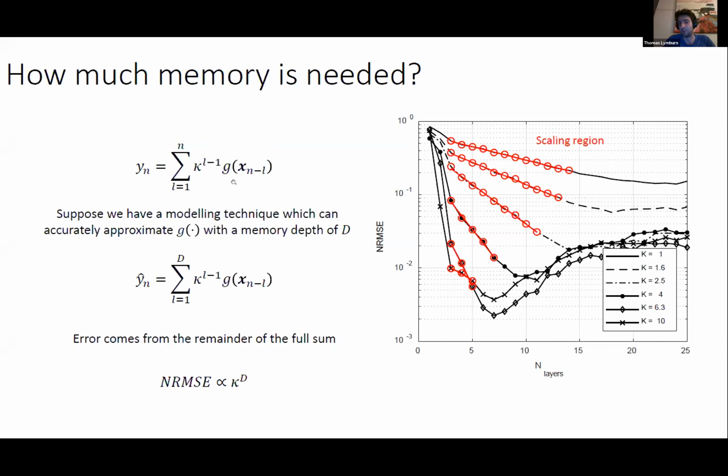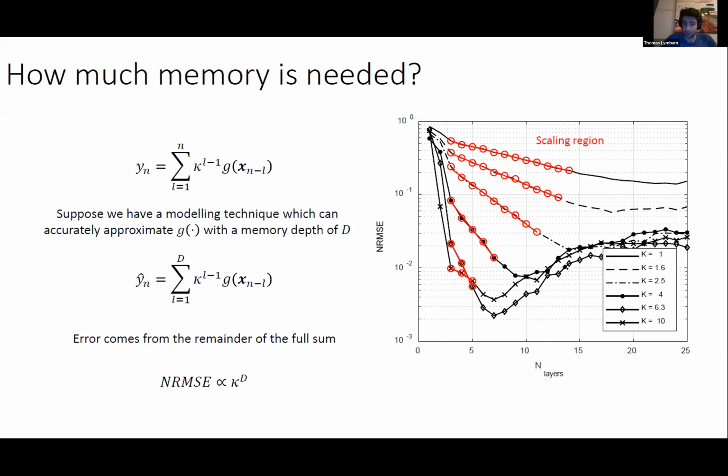We only have memory up to a certain point. So we have this truncated sum where we're summing up to memory depth D. And then if we think about what my error looks like if this is my model of the GS function, it comes from the remainder of the sum after this truncation. And we can actually show that the normalized root mean squared error is proportional to kappa to the power of D. So we expect an exponential decrease in the error as we add more memory according to D, right?